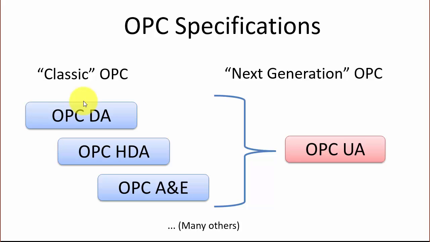So here we see some OPC specifications. We have what we call classic OPC. So this is the first specifications that came with OPC. Then we have this OPC direct access, which is used for real-time data. And we have the OPC historical data access, which is used for historical data. And then we have the OPC alarm and events that is used for alarm and events. A few years ago, the next generation of OPC was released, and this specification is called OPC UA, UA for Unified Architecture.